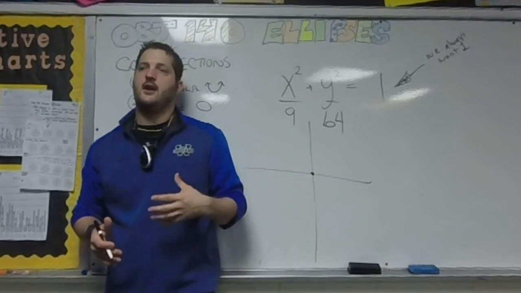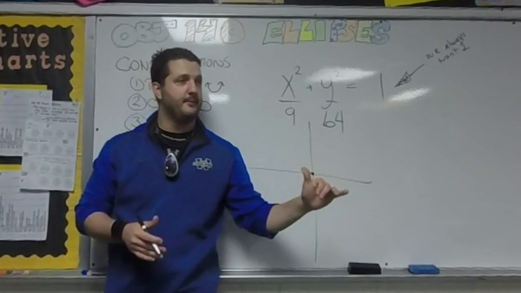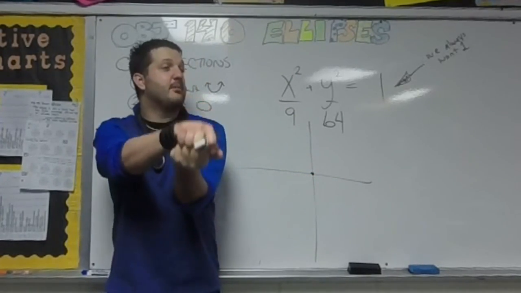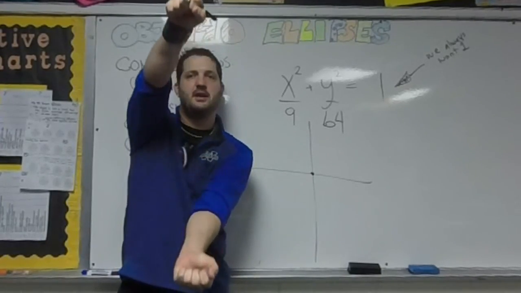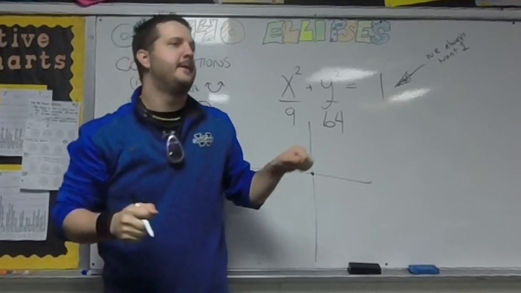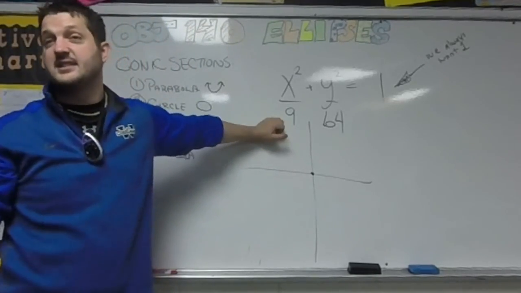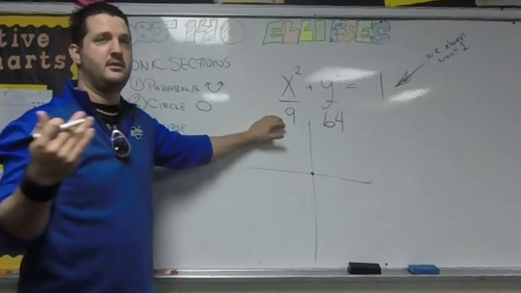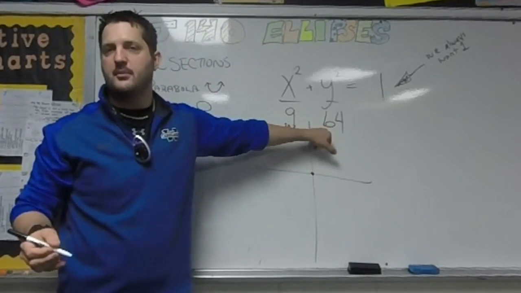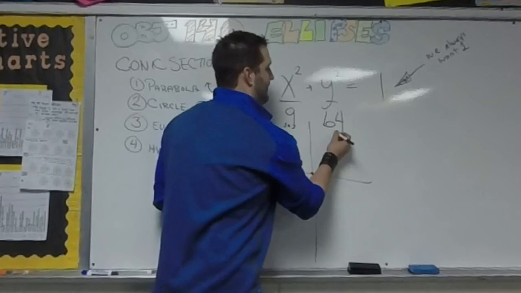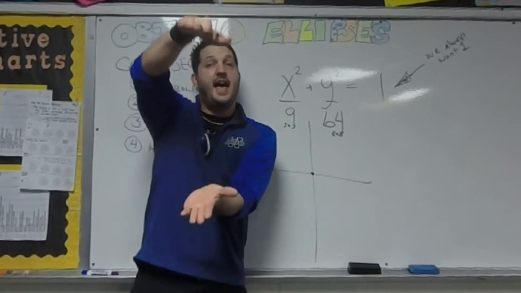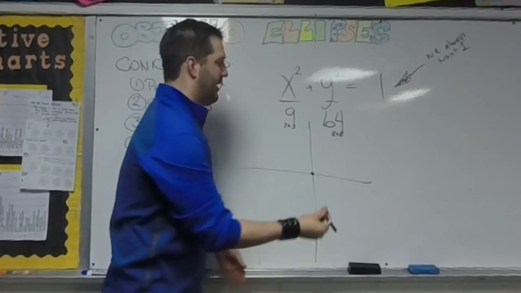Now, which is bigger, the number under the x or the number under the y? The y. The number under the y is 64. So what that means is, if the number under y is bigger, you stretch it bigger along the y-axis and smaller along the x-axis. And here's what the numbers mean. 9 is a square number. It's what times what? 3 times 3. 64 is a square number. It's what times what? 8 times 8. So what that means is you're going to stretch your y 8 and 8. So you go up 8, down 8.